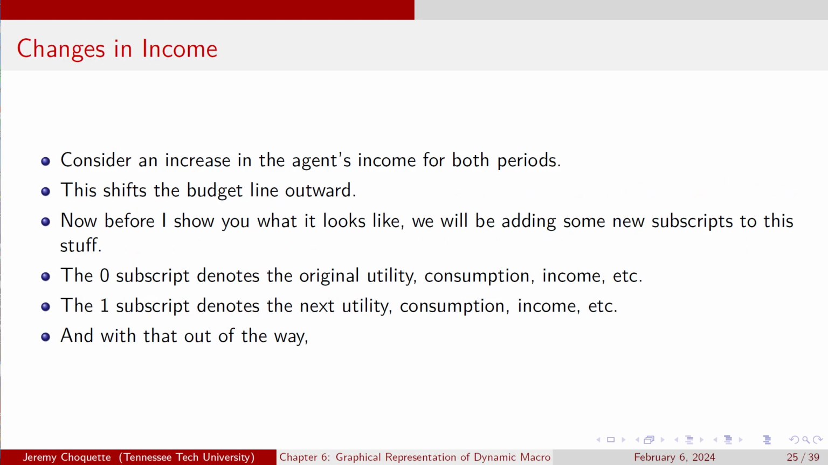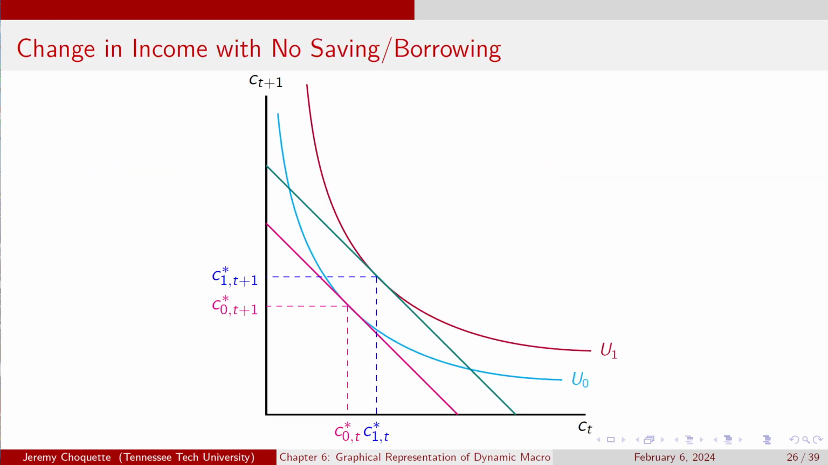Okay, cool. Say there's an increase in income for the agent for both periods. What happens? Well, the budget line just shifts outward. Now, before I show you what it looks like, I'm going to be adding a couple of new subscripts. There's a 0 subscript, which denotes original utility, and 1, which denotes the next, higher utility. Okay, so with all that out of the way, boom.